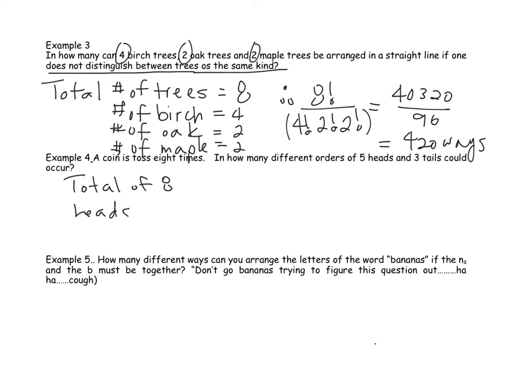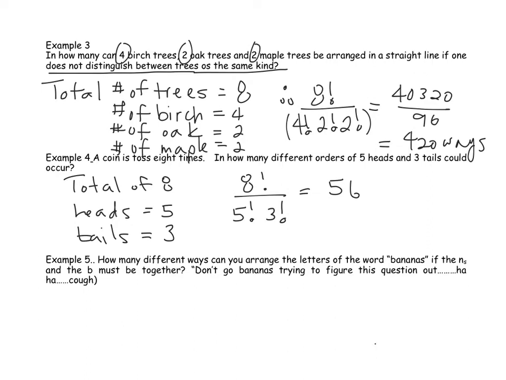Heads, and we can't distinguish between those heads, is equal to 5. And the tails, again, we can't distinguish between the tails. We don't know which order they came in, so we don't count them as different. Okay, they're not distinct ways. So in this case, we'll get 8 factorial again, divided by 5 factorial, and 3 factorial. So everyone should try that on their calculators now, and make sure that you get 56.